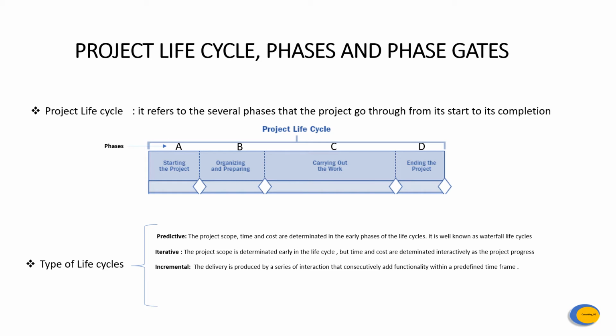Incremental: the deliverable is produced by a series of iterations that successively add functionality within a predefined time frame. Adaptive: the detailed scope is defined and approved before the start of an iteration. It's also known as agile. Hybrid is a combination of predictive and adaptive life cycles.